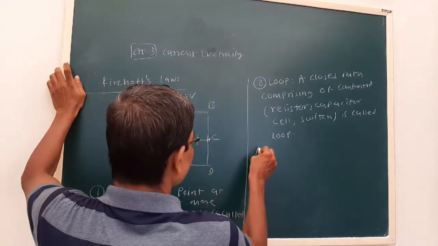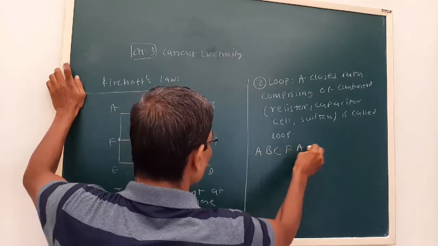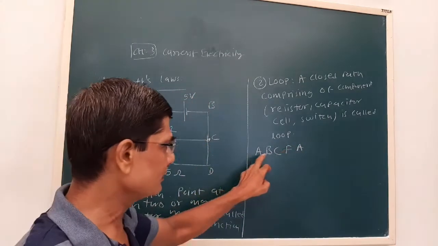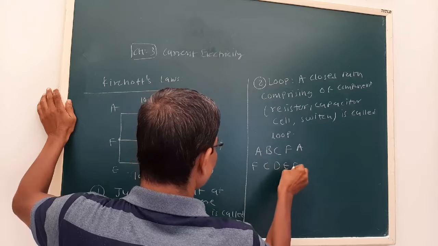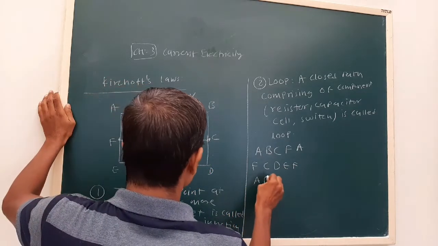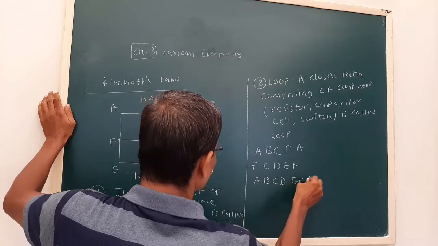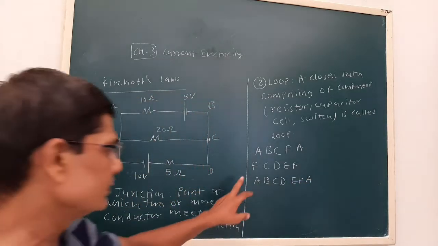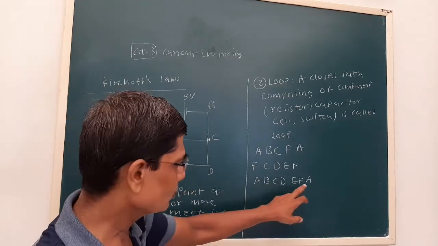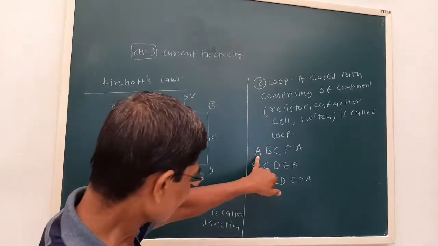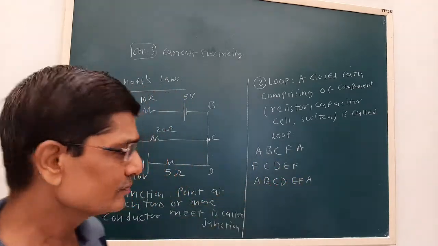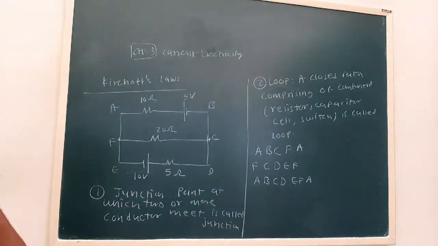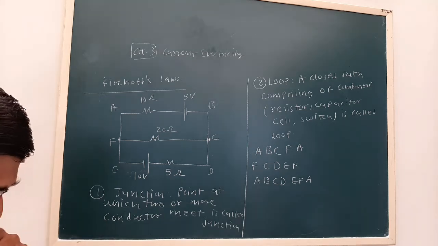So in this circuit, let us say A, B, C, F, A is a loop. Loop means whichever point we start, we have to come back to the same point. Similarly, F, C, D, E, F is a loop. You can also take A, B, C, D, E, F, A, that is also a loop. Here we start from A and come back to A, start from F and come back to F. Now these are the two important terms associated with studying Kirchhoff's law.